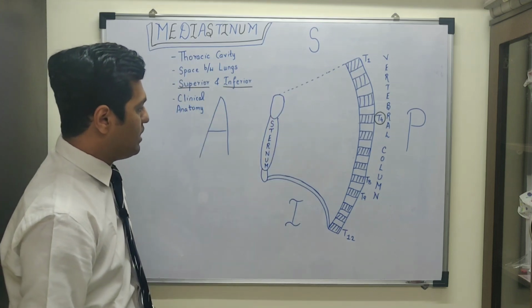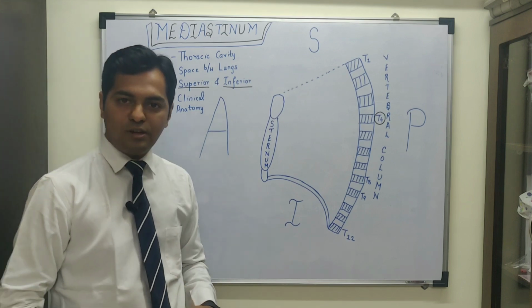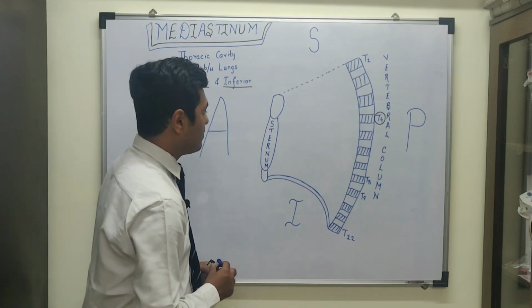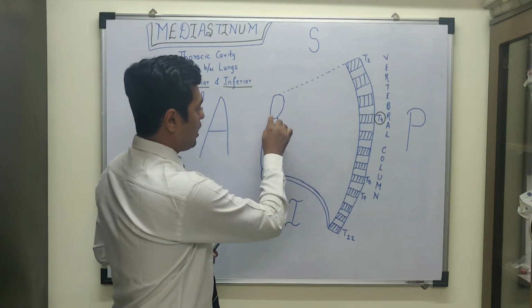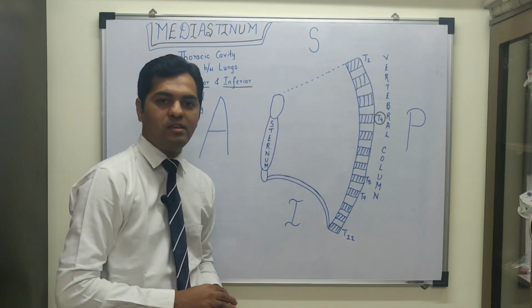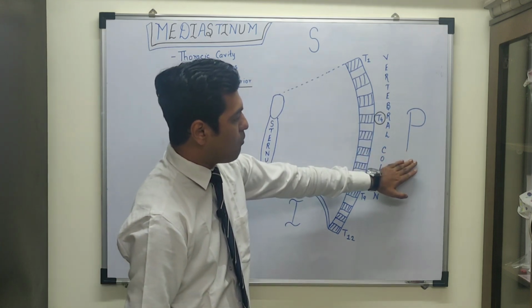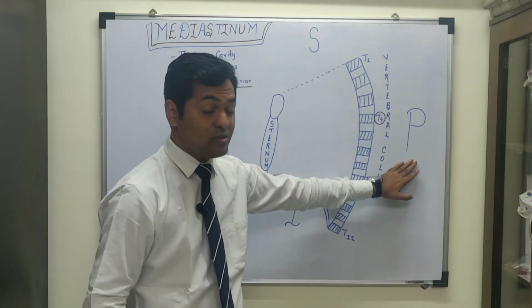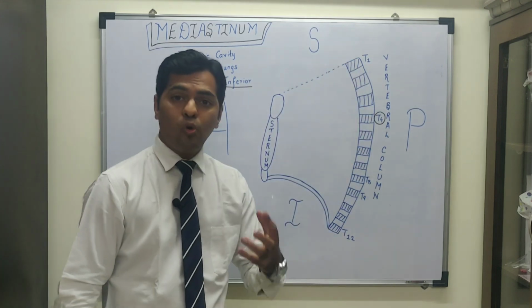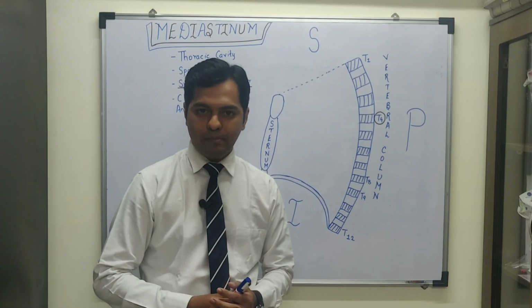Anteriorly, the boundary of mediastinum is formed by the bone, that is the sternum. And sternum consists of three parts, that is the manubrium, the body of the sternum, and the lowermost part, that is the xiphisternum. The posterior boundary is formed by the vertebral column, and specifically these are the 12 thoracic vertebrae, since it is enclosed in the thoracic cavity.